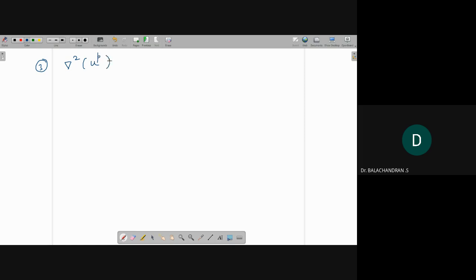So del square of u power p equal to p into... prove that del square of u power p equal to p into p minus 1 into u power p minus 2 into modulus of f dash of z whole square. So if you know the idea, you can try independently.